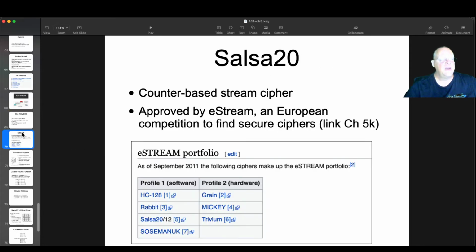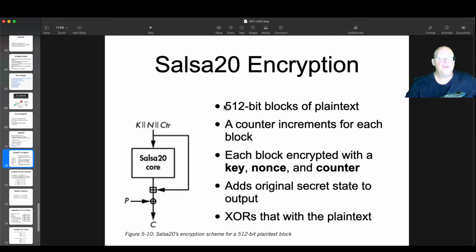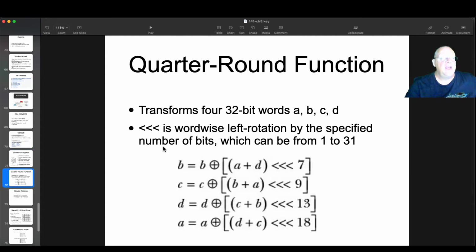So, all right. Salsa 20 is another stream cipher. This is approved by a proper European competition to make a secure cipher. And this is the portfolio of the best ones they recommended in 2011. You see it's got Grain here, and it's got Salsa 20. Salsa takes 512-bit blocks, and it uses a counter. It has a key, a nonce, and a counter. It runs them through this algorithm, and then it creates a bit stream which will XOR with the plain text.